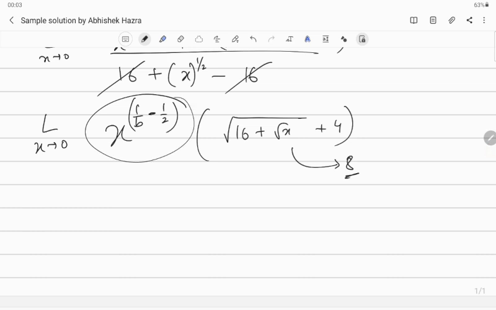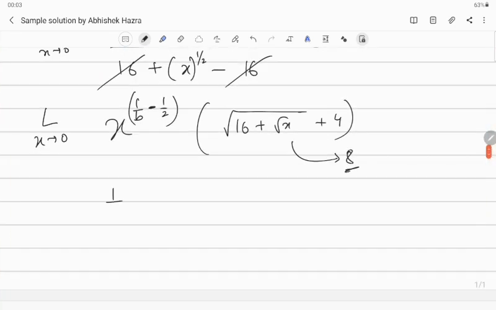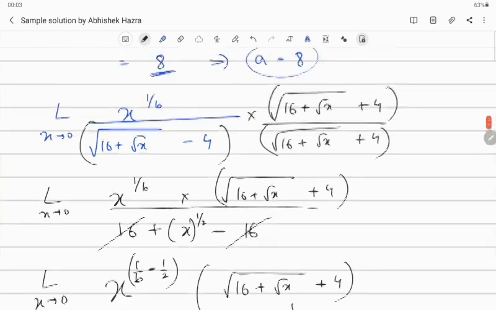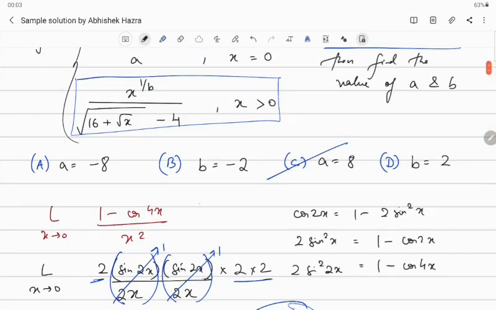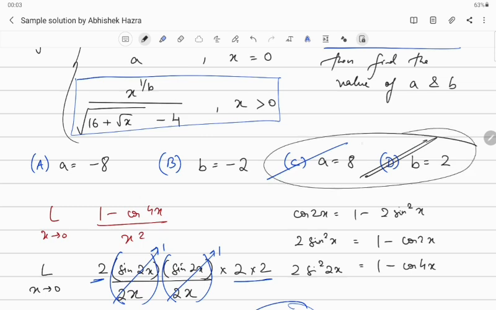So this part must be equal to 1, and for this to be equal to 1, this exponent should be equal to 0. 1 by b minus 1 by 2 should be equal to 0. This means that 1 by b is equal to 1 by 2. Now if we take the reciprocal of both sides, we'll get b is equal to 2. This is our answer, b is equal to 2. Let's check out the options. It says b is equal to minus 2 and this says b is equal to 2. So we have got C and D as our correct options. So hope you have understood. Thank you.